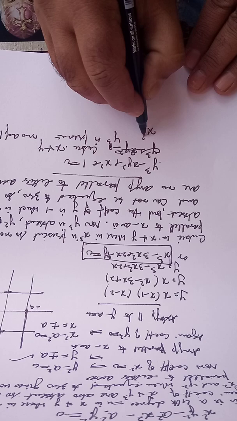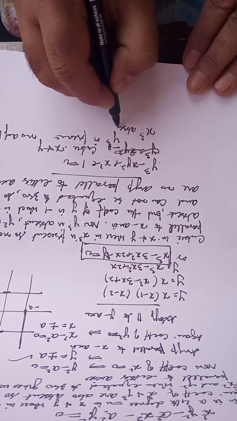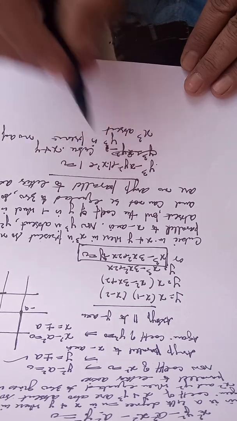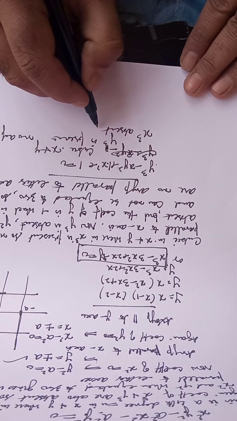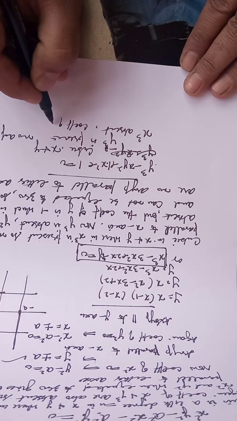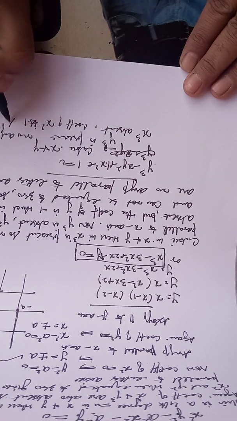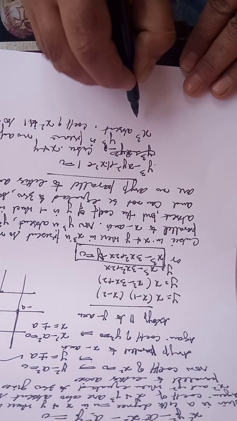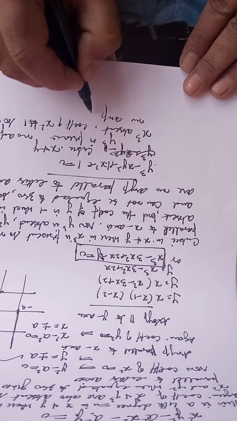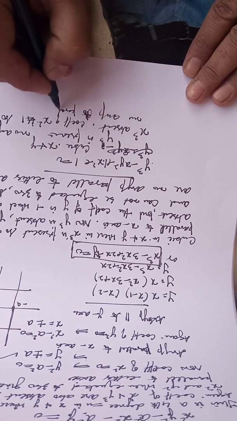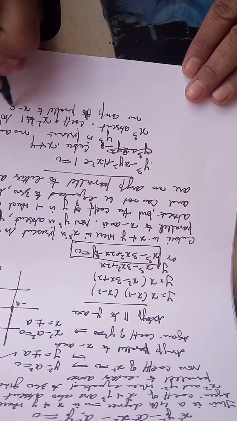Now x cube is absent. So I have to go to the coefficient of x square, which is 1. Coefficient of x square is 1. So again, no asymptote parallel to x-axis. Now let me go to the oblique asymptotes.